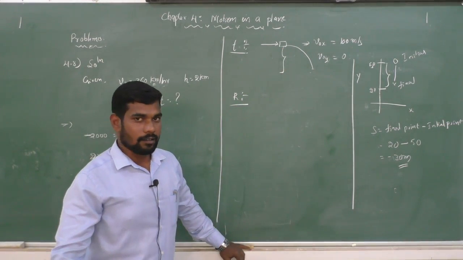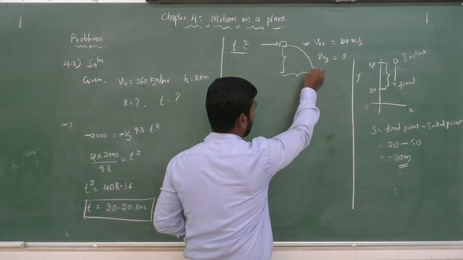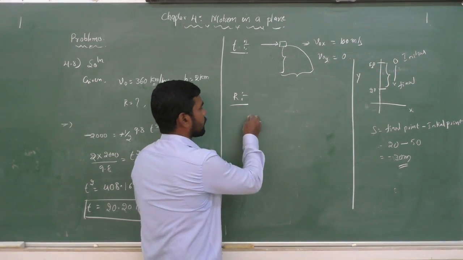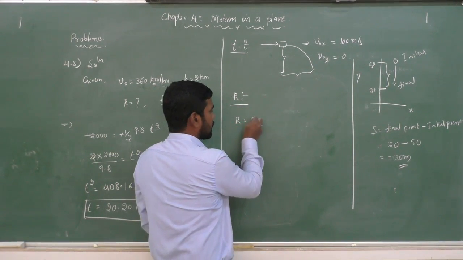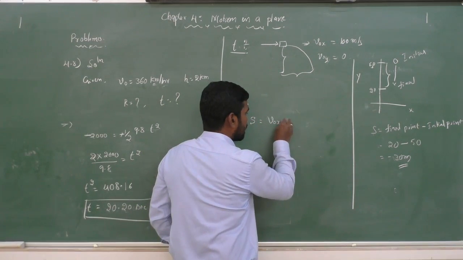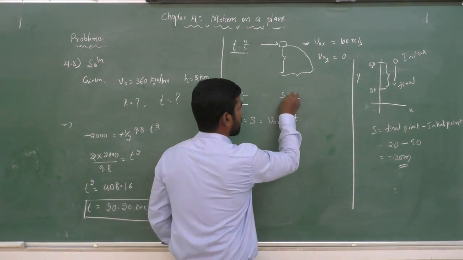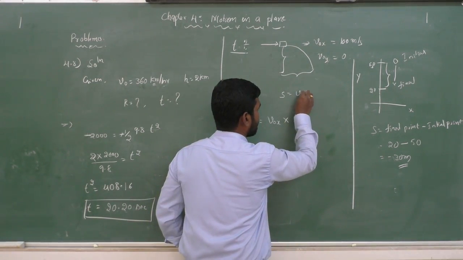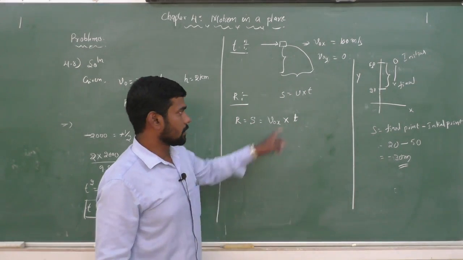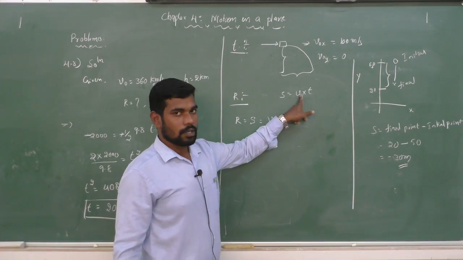Now, horizontal distance you have to find out, from here to here. That distance can be found like this: R is equal to S is equal to, we can write, VOX into T. Because we have to use S is equal to velocity into time. Distance is equal to velocity into time, right? Yes.